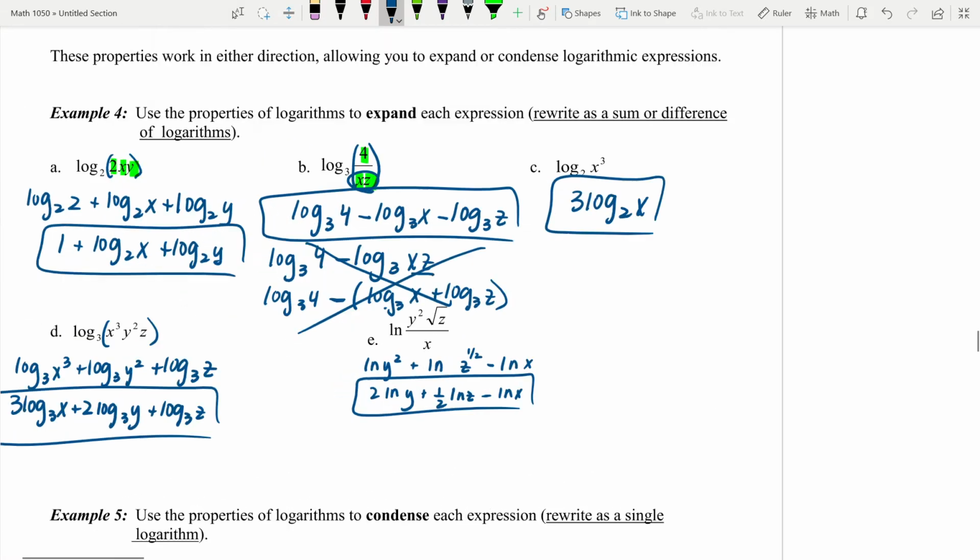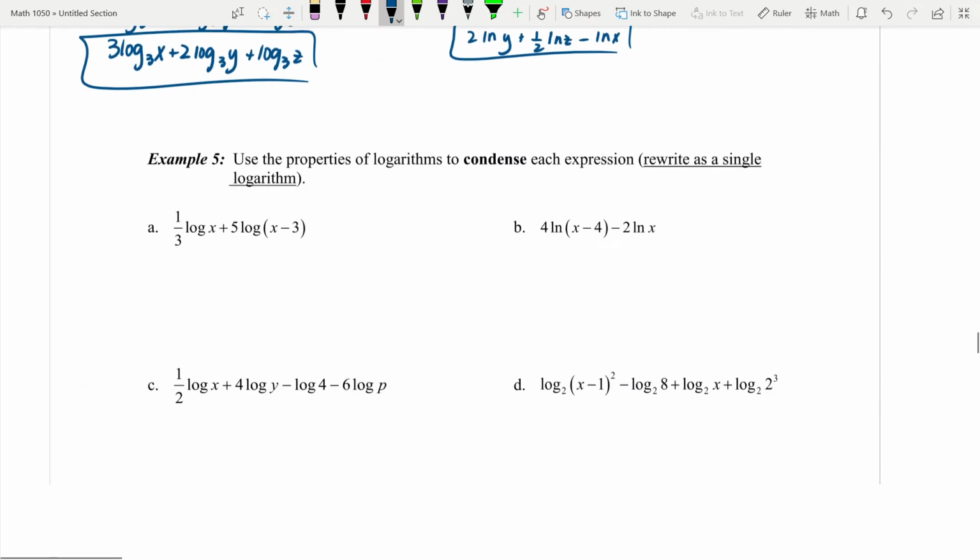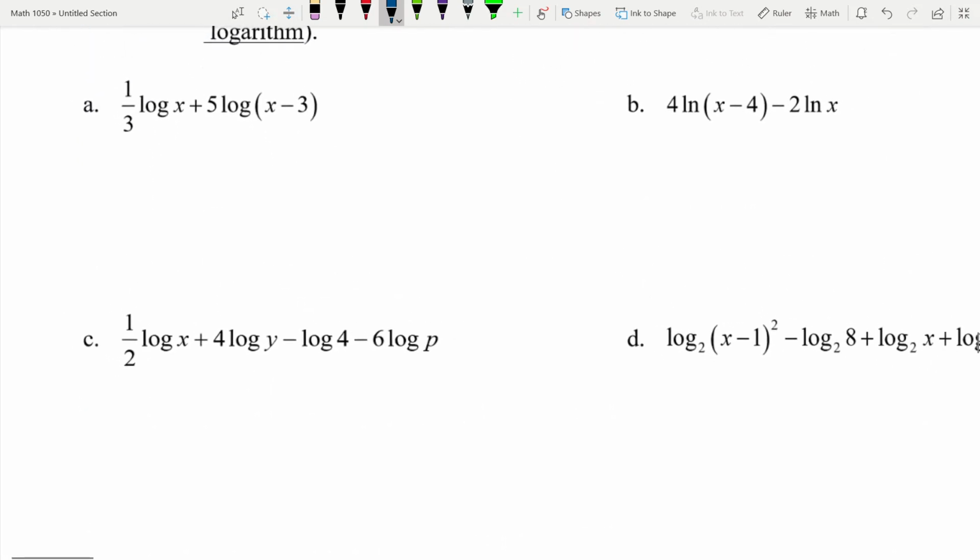Okay? All right. Now we're going to go the other way. Now it's written all out, and now we have to squish it together. You're going to go in exactly the opposite order of what we just did. So tell me the first thing to do. What was the last thing we did on the other ones? Pull those up, right? So it's going to be log of x to the 1/3 plus the log, in parentheses, x minus 3 to the 5th.